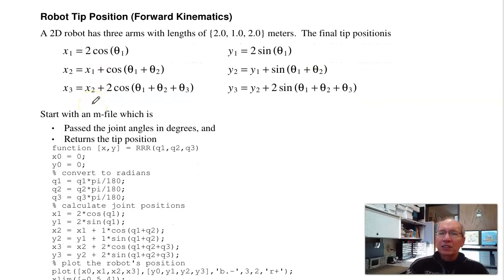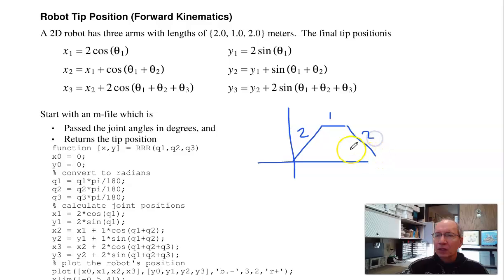One of the applications of polar rectangular is robotics. Suppose I've got a robot. The first link is 2 meters long. The second link is 1 meter long. And the third link is 2 meters long. If I specify the joint angles, where's the tip?